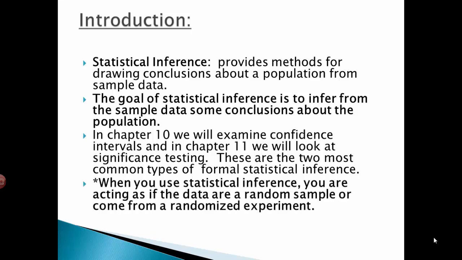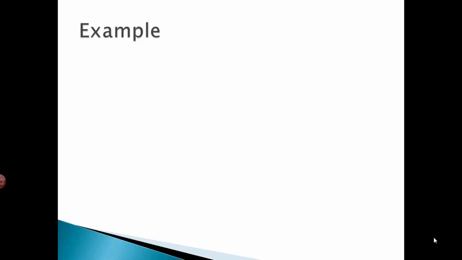When we use statistical inference, you are acting as if the data are a random sample or come from a randomized experiment. So as we go through this, keep in mind that we are making some assumptions about the data coming from a place where it's good data. If it's bad data, the inferences that we're going to draw are going to be bad inferences.